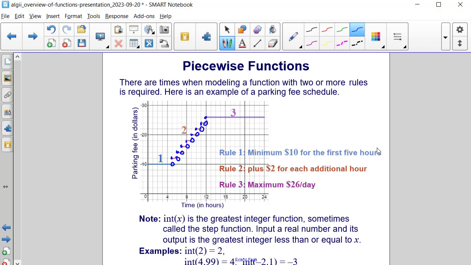And this piecewise function is an example of the greatest integer function. It's sometimes called the step function since it looks like a set of stairs as you move from left to right. You input a real number and its output is the greatest integer that is less than or equal to x. And here are some examples. The greatest integer of 2 is 2. The greatest integer of 4 and 99 hundredths would be 4. The greatest integer of -2 and 1/10 is going to be -3.